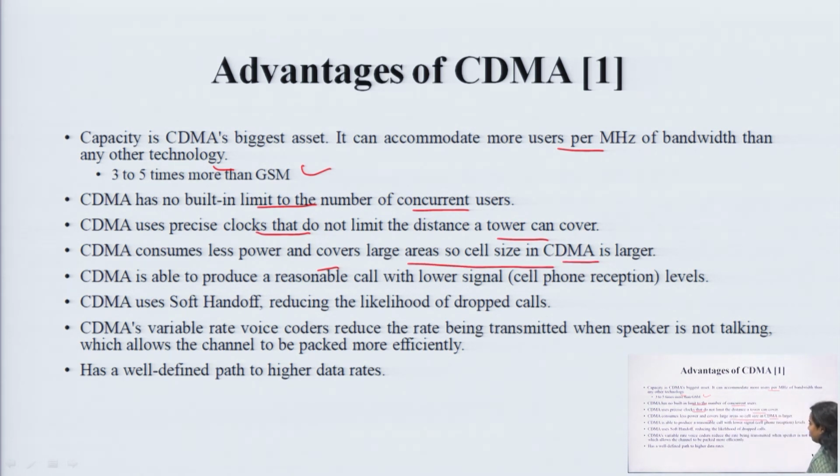It uses soft handoff, reducing the likelihood of dropped calls. CDMA's variable rate voice vocoders reduce the rate being transmitted when the speaker is not talking, and it has a well defined path to higher data rates. So, the main summary of CDMA is that it supports a larger number of users with greater security, it provides high data rates, and it supports soft handoff.